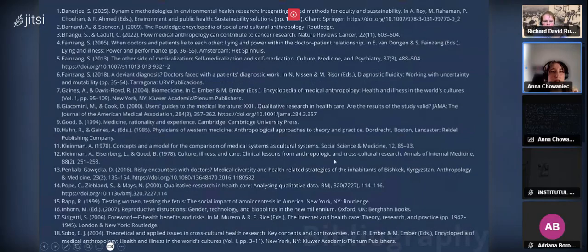Here's the literature that I've used apart from the articles and reports that were mentioned as part of the project. Happy to share that with you after the meeting.